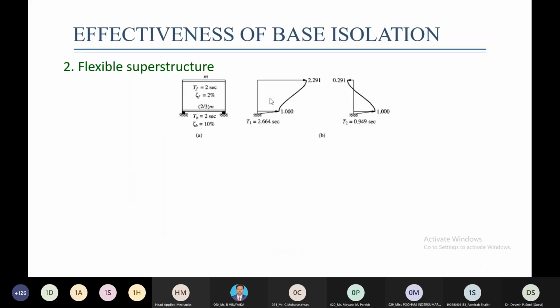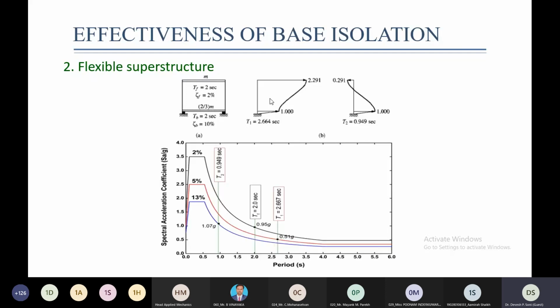Then the second point regarding the effectiveness, it is not effective for flexible superstructure, right? Because see, the fixed base time period is suppose 2 seconds, and the base isolation period is also 2 seconds. Why is the fixed base period such large? Because the system is flexible. So when the flexible system is again kept on base isolation system, see, the flexible system is already flexible, and again it is made more flexible by keeping them on isolation system. Okay, so that will create user discomfort by increasing the lateral displacement and interstory drift, and we can notice a very small reduction in the structural response.